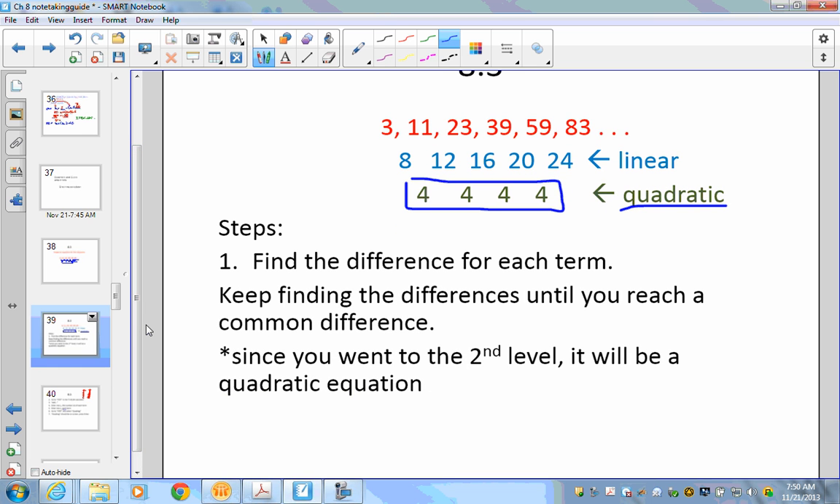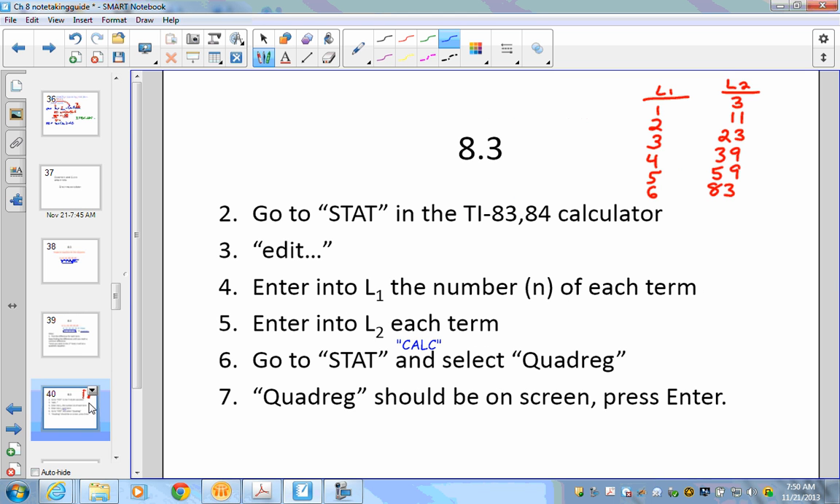And so what I'm going to do is basically just show you the steps, and then from here you're pretty much going to have to use your graphing calculator. So step 1 is find the difference for each term, and that's what we did. We went down to the second level, so it would be quadratic. So this is going to be all your calculator stuff. Go to stat in your TI 83, 84, 84 plus calculator, hit edit. Into L1, it should be all cleared out, and I wrote everything right here.